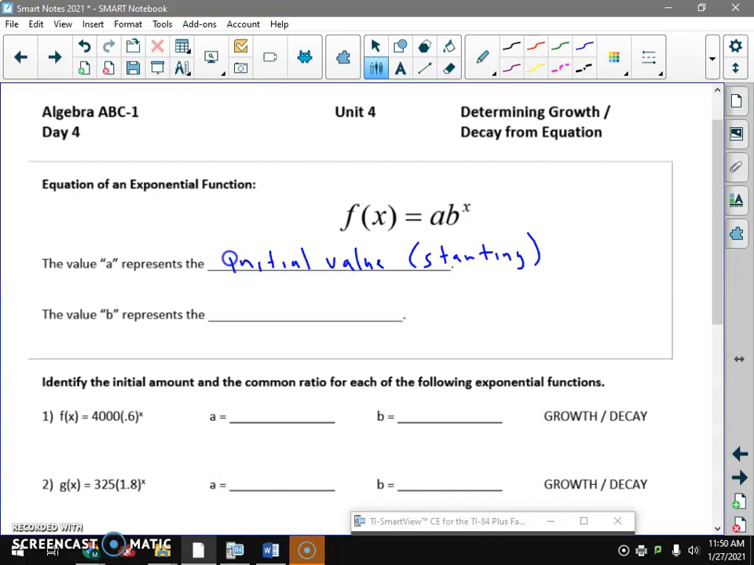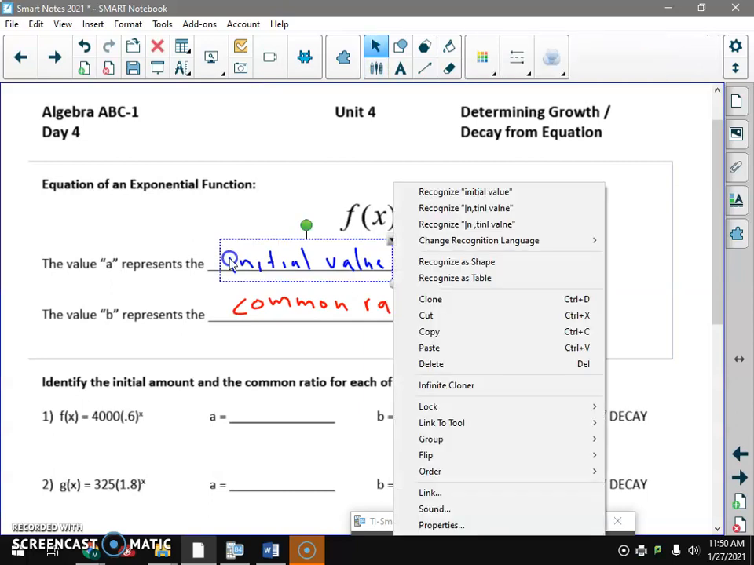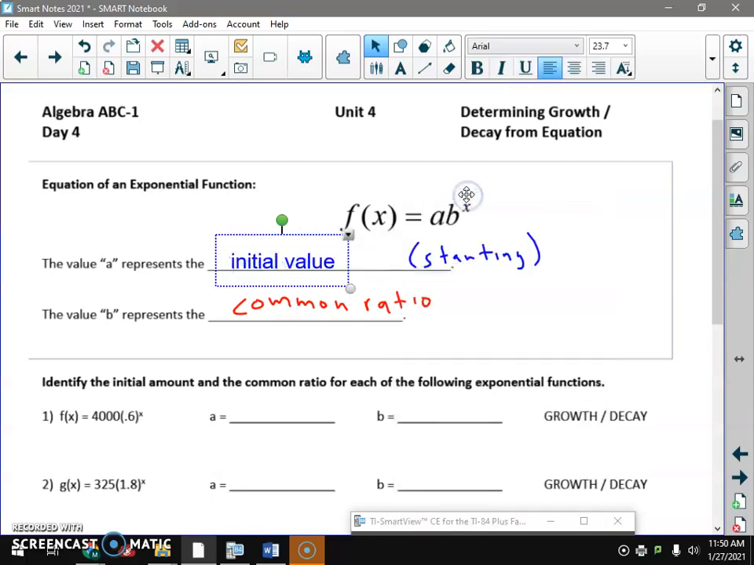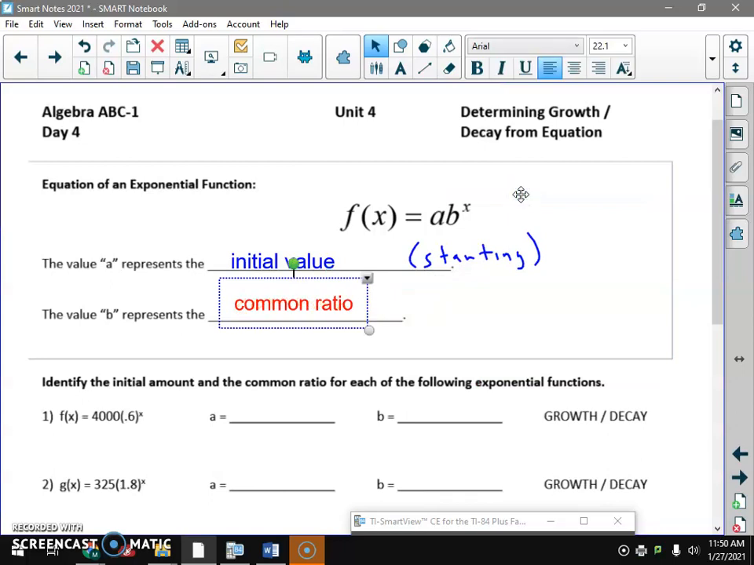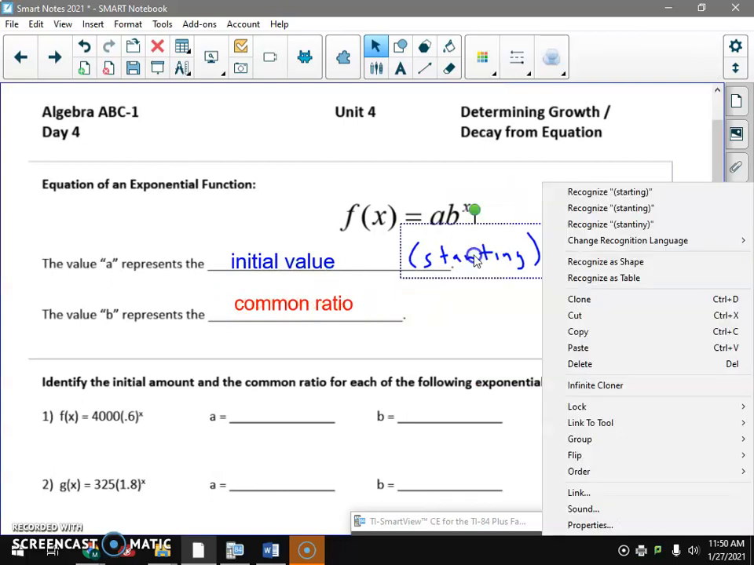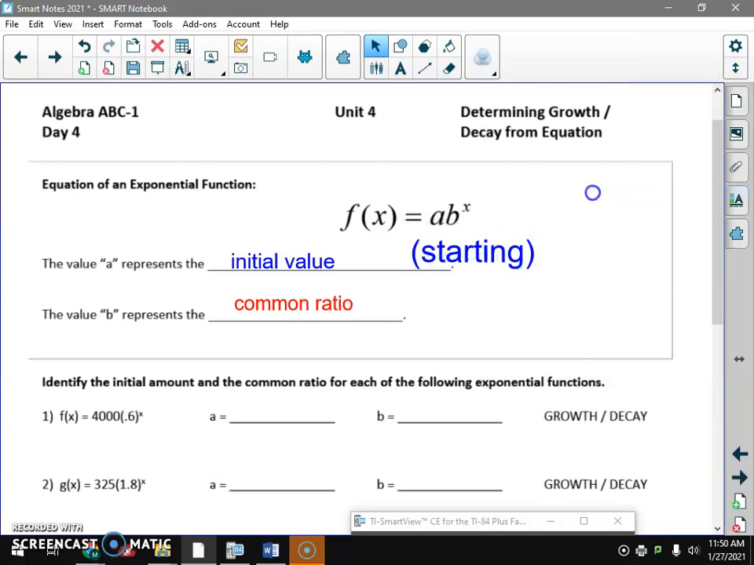Okay, the B, on the other hand, we're going to call the common ratio. Let's see how well I wrote. Let's see if it picks it up. Initial value, like it. Common ratio, like it. See if it gets started with the parentheses. It did. Very nice. All right.